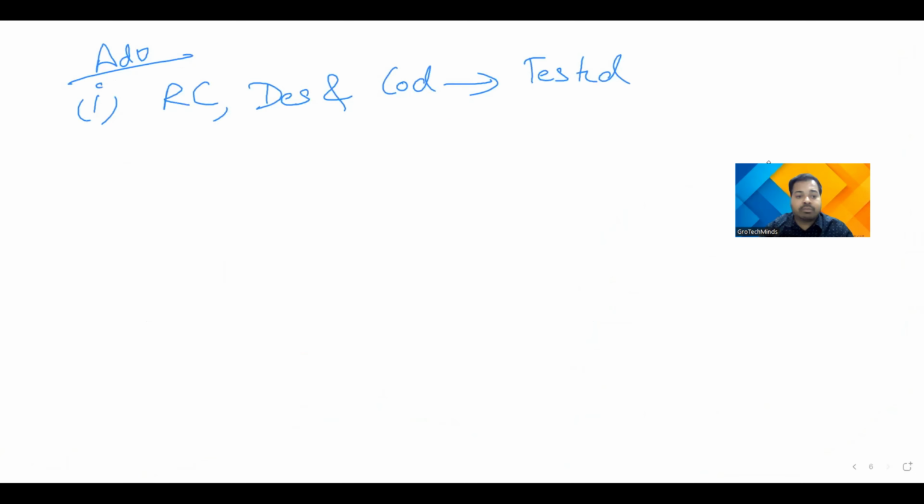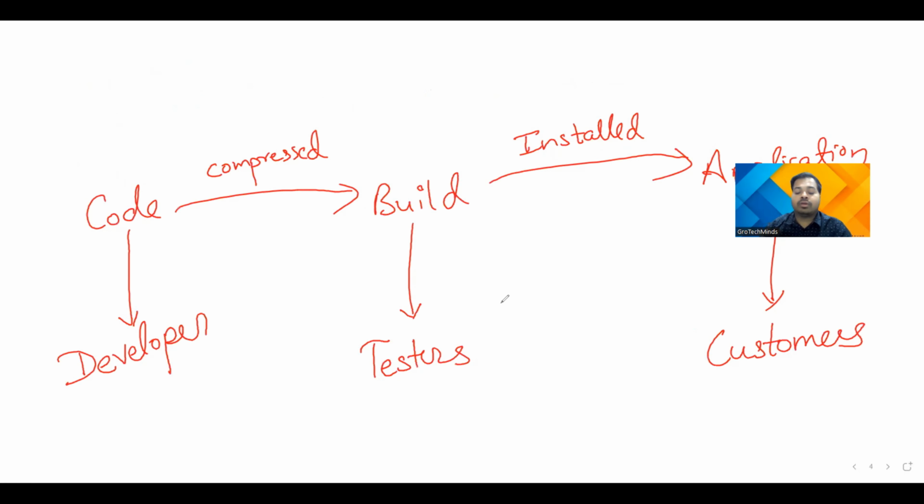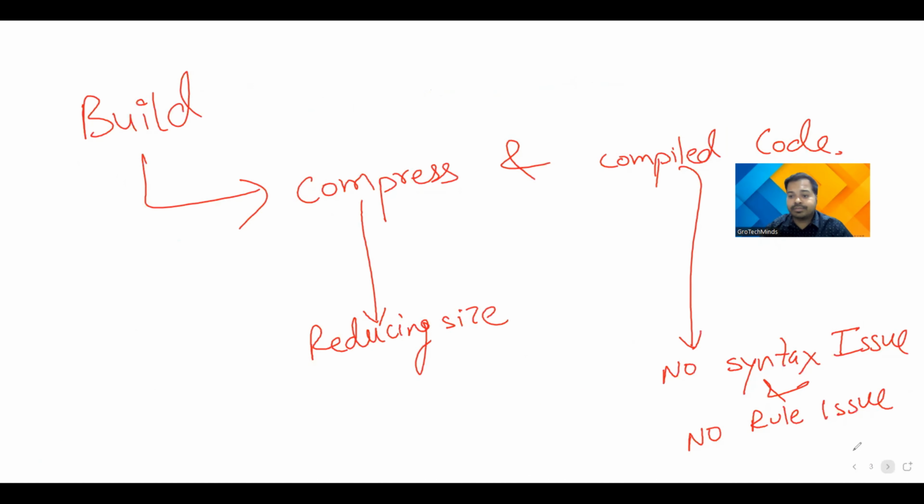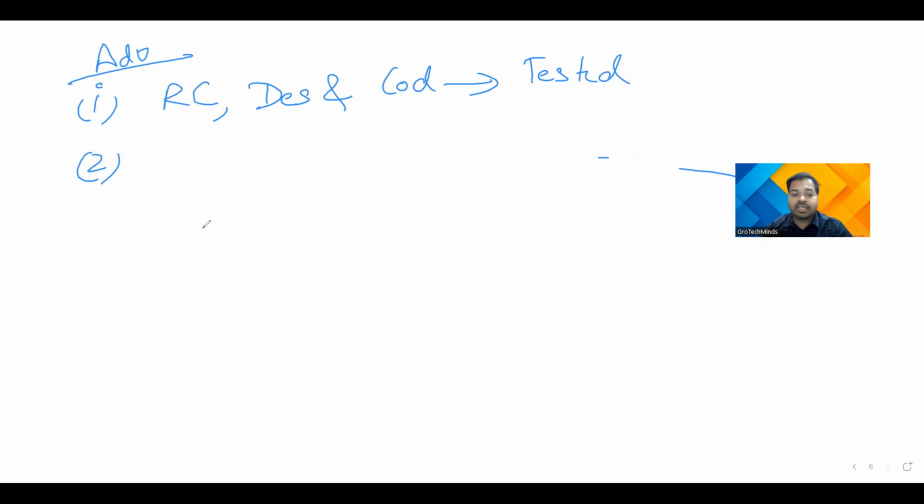Okay. Second point, guys. Second advantage: here the requirement changes are allowed at any stage of the development process. Third point: since in the V&V model we will be doing verification first and validation later, the quality of the application is robust.